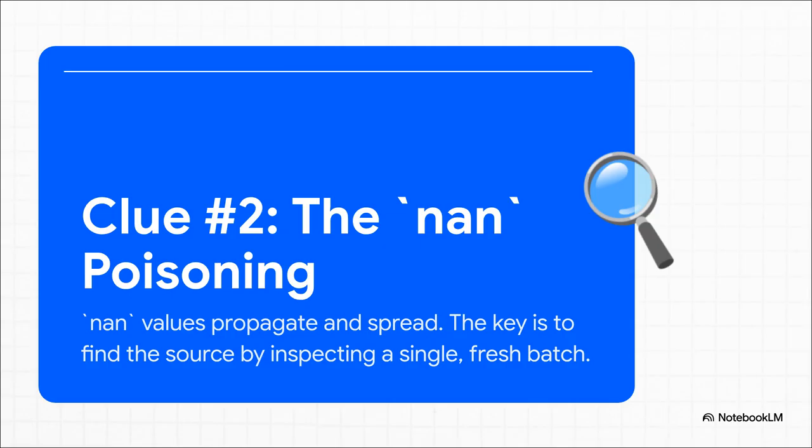The key is to find patient 0. So we'll reset the model and look at the output of just one batch before any training happens to see exactly where that first NaN shows up.